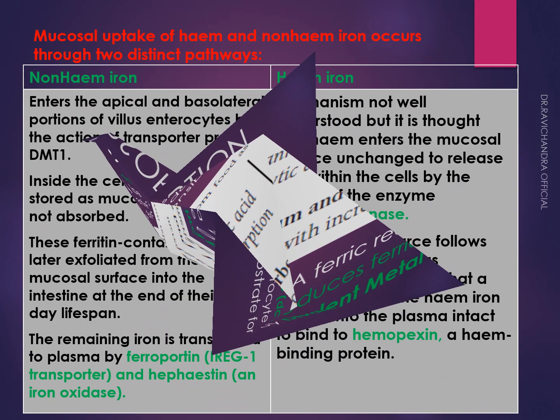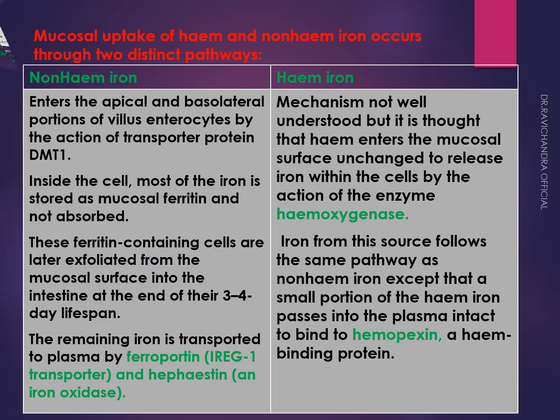Mucosal uptake of the heme and non-heme iron occurs through two pathways. First, we will discuss the non-heme iron, and then we will discuss the heme iron. Non-heme iron will enter the apical and basolateral portions of the villus enterocytes by action of transporter protein DMT1.